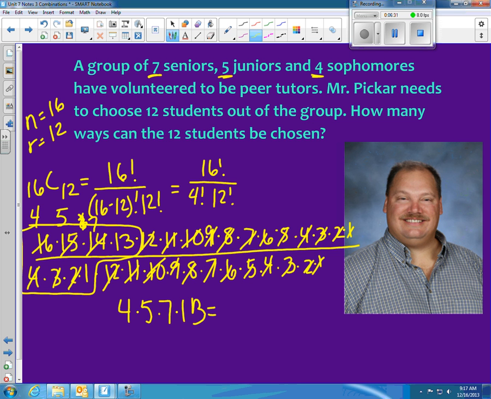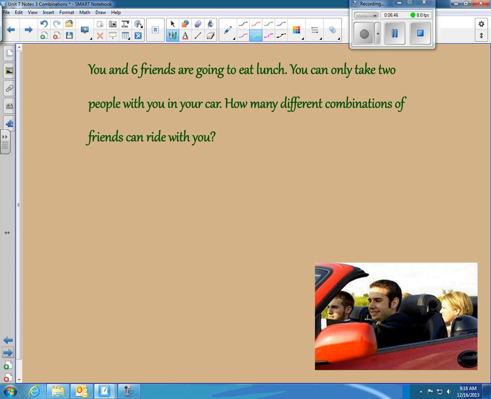So we end up with 1,820 different ways that Mr. Picard can pick math tutors. All right, so again, it's just a lot of the canceling out and watching for anything that's left over.